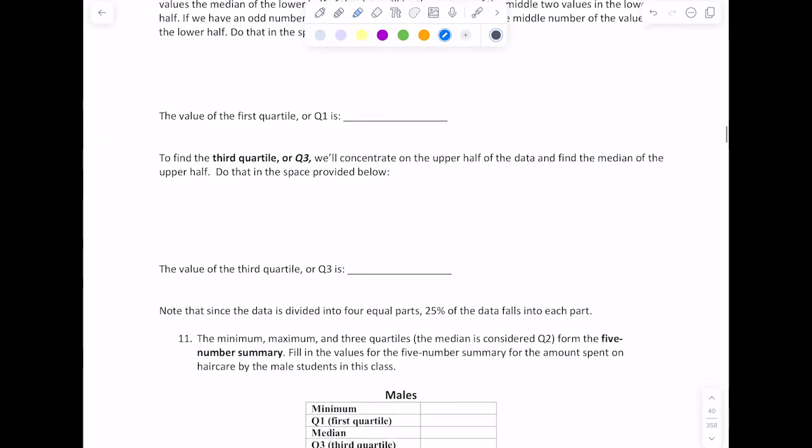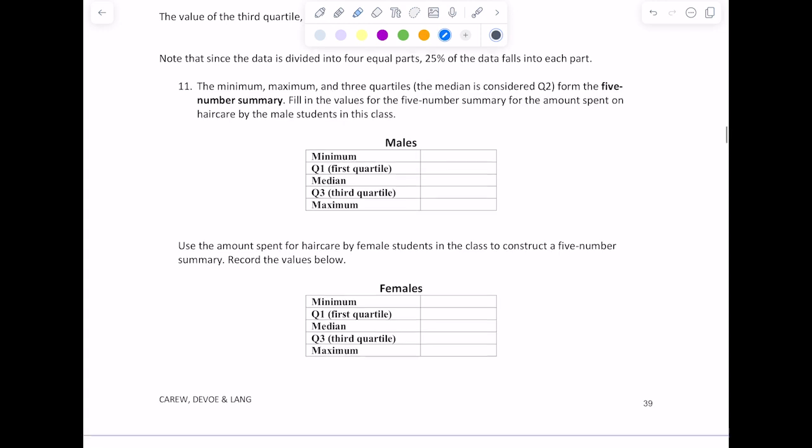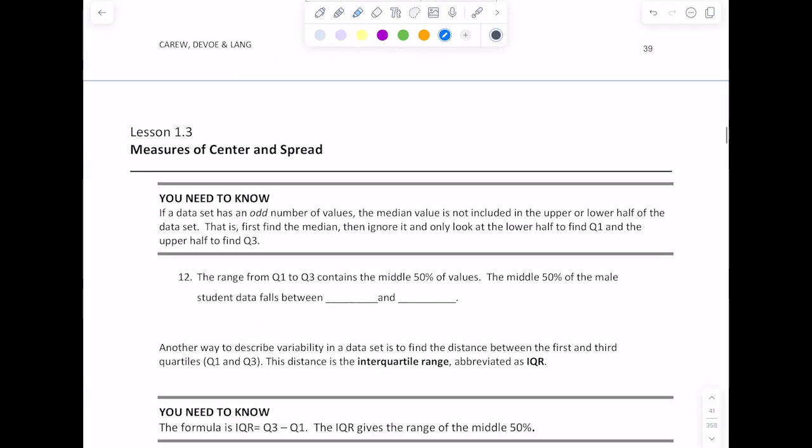Okay, so what you will need to do, if you were in class, you will have looked at these two 5-number summaries for males and females, and then you're going to compare both of them.